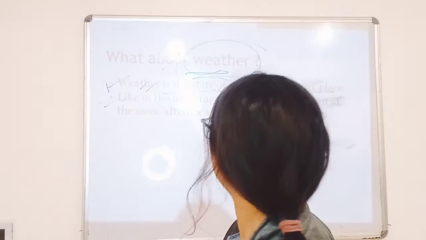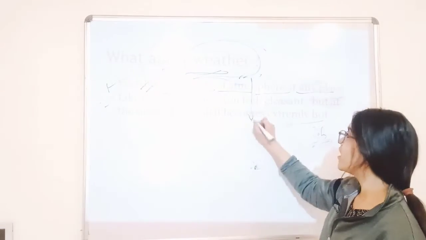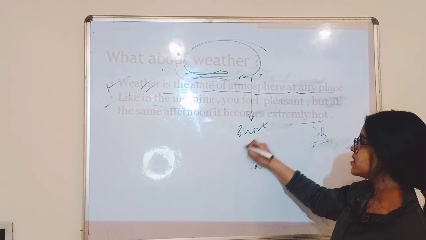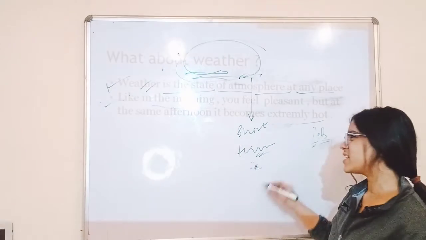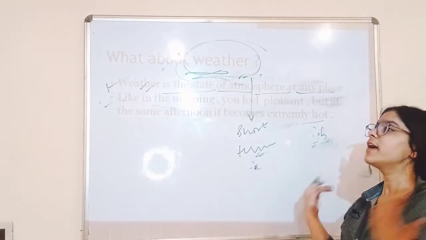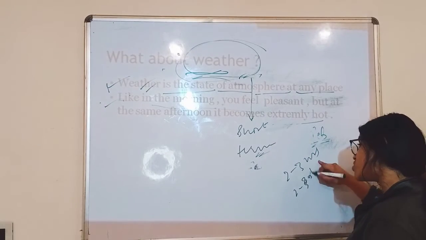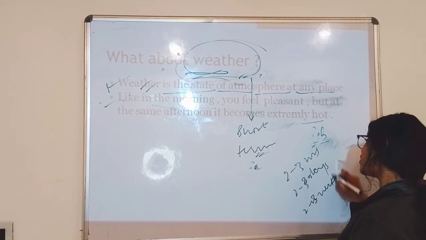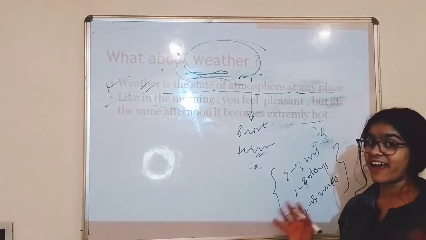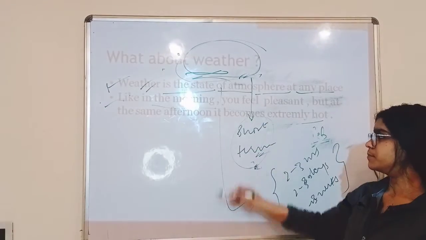As I told you, this weather refers to the short term period. It refers to a short term time. Let's say, approximately, if I say 2 to 3 hours, sometimes it becomes 2 to 3 days, sometimes weeks, 2 to 3 weeks. Okay, that all depends on the weather, how the weather is. Okay, the weather is for a short term.